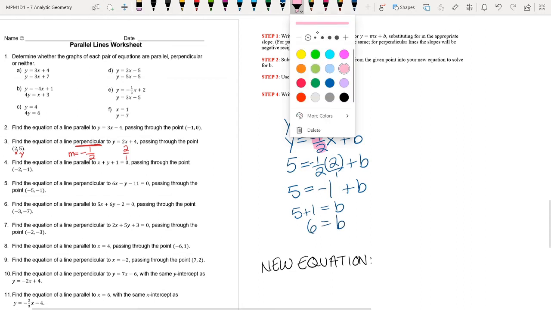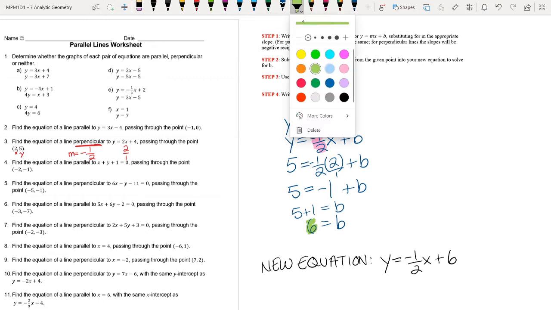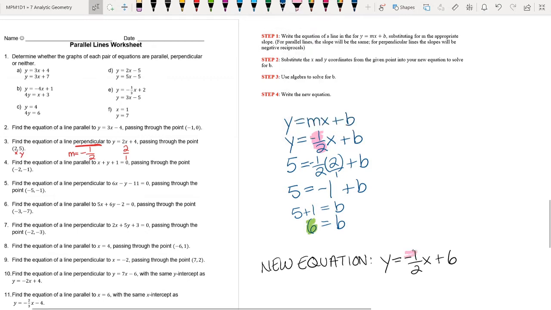6 is our y-intercept. And I now can write my new equation, which has a slope of negative 1 over 2 and has a y-intercept of 6. Right? So there you go. And here you go.